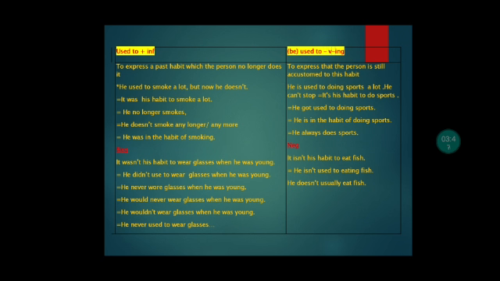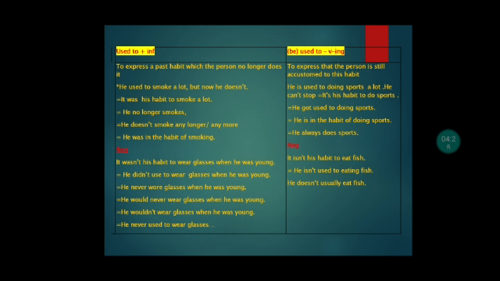For example, he is used to doing sports a lot. He can't stop. It means it's his habit to do sports. He got used to doing sports. Be used to ing or got used to ing. It's a continuous habit. He is in the habit of doing sport.